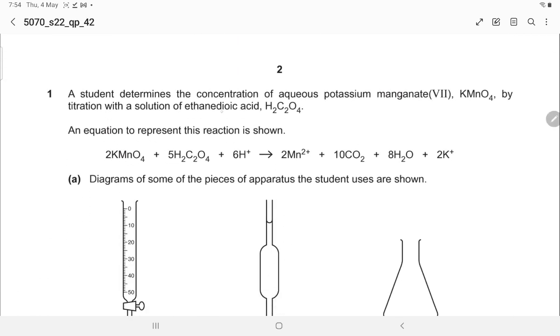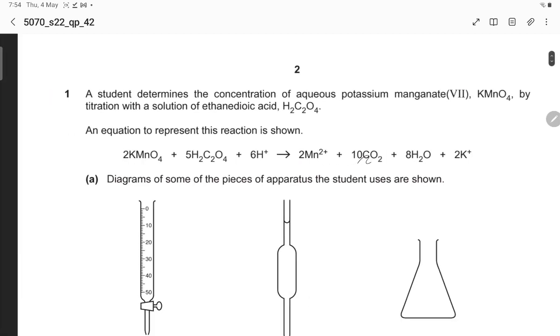A student determines the concentration of aqueous potassium manganate KMnO4 by titration with a solution of ethane dioic acid, H2C2O4. An equation to represent this reaction is shown: KMnO4 plus 5 ethane dioic acid plus 6 hydrogen ion to form manganese ion and carbon dioxide.